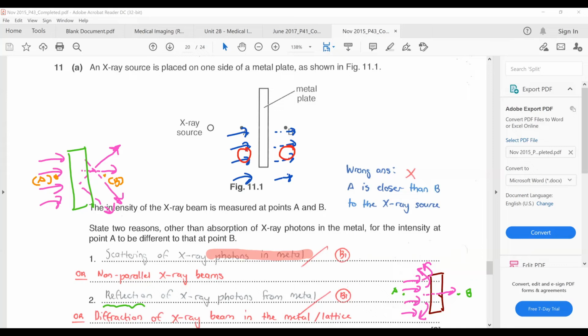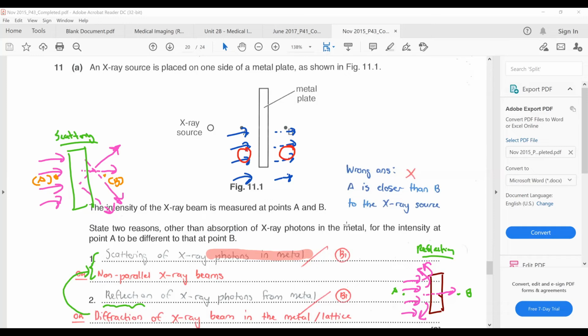Now, the diffraction of the X-ray beam in metal, I would say that this point is actually the same as these two. This one and this one are actually talking about one and the same thing. So I wouldn't really use these 3 points as separate points by themselves. They're actually one and the same thing. So this one here is scattering of the X-ray beam. This one here is reflection of the X-ray beam. Okay, so that much is okay.